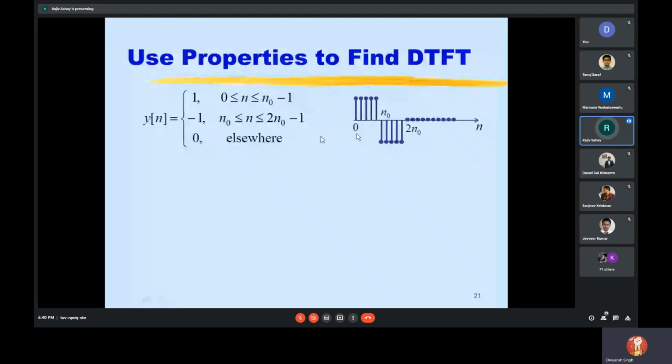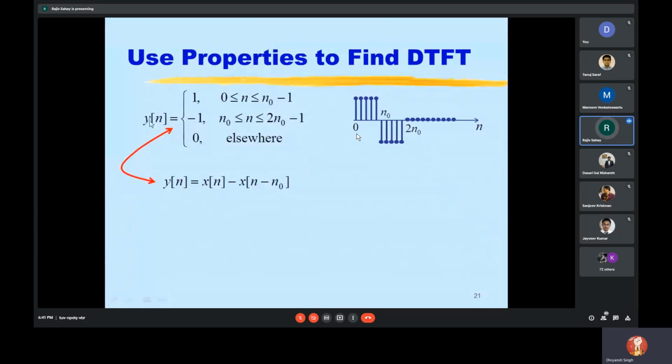So how to find the DTFT of a combination of sequences? Suppose you have y of n equal to 1 for n from 0 to n0 minus 1 and minus 1 from n0 to 2n0 minus 1. So it is something like a pulse which is both positive and negative: positive for some samples and negative for some samples. We have seen the DTFT of the first part. We can use that in the second part and then we can get the combined signal's DTFT.